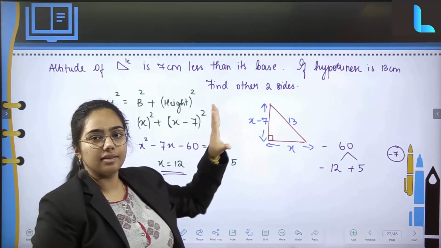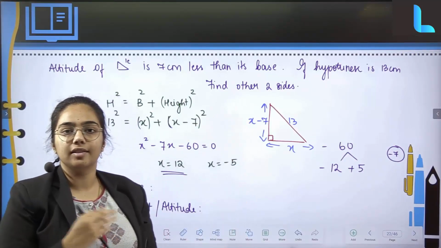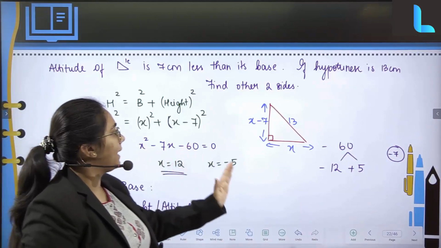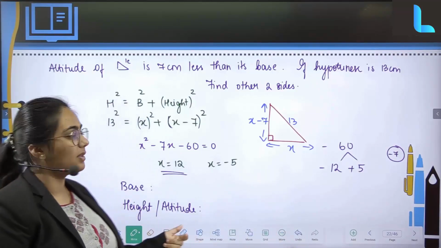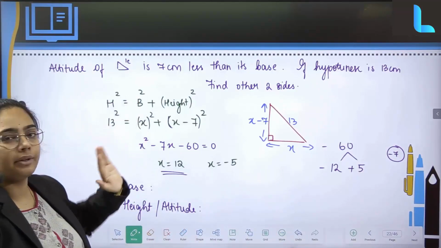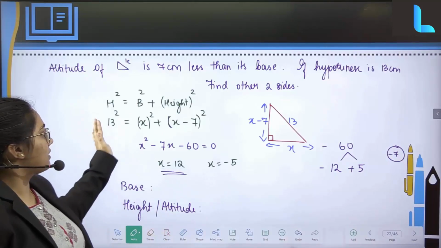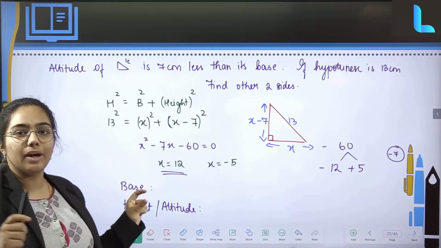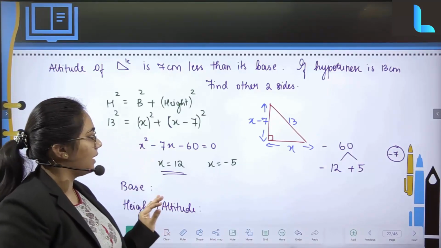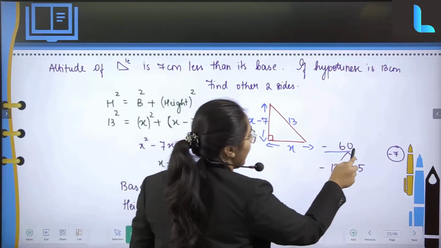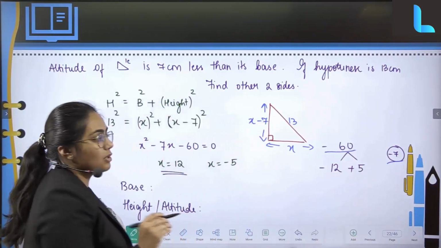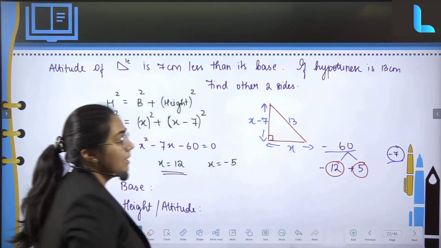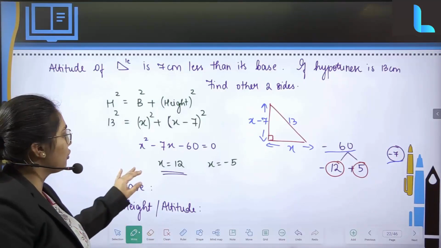Whenever you see a right angled triangle, the first link which you can see is the Pythagoras theorem. So using the Pythagoras theorem is the only way we can solve this question. So hypotenuse square is equal to base square plus height square. Substituting all the values, I'll get the equation x square minus 7x minus 60 is equal to 0. So minus 60, and I have to get minus 7. When I'm solving for it, the factors I have to consider are going to be 12 and 5. Minus 12 and plus 5, which is what we'll have.